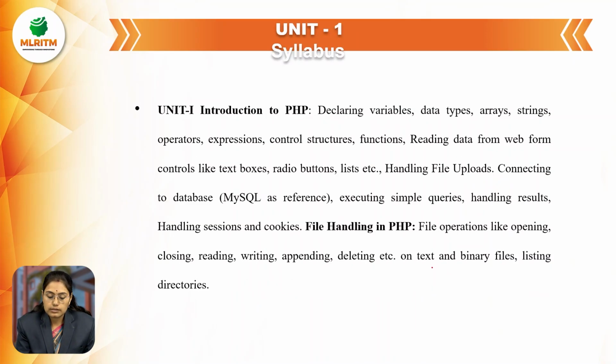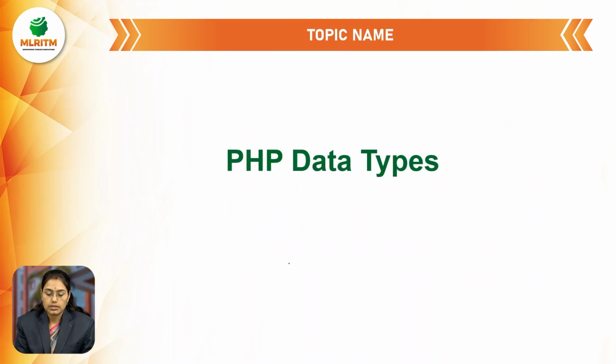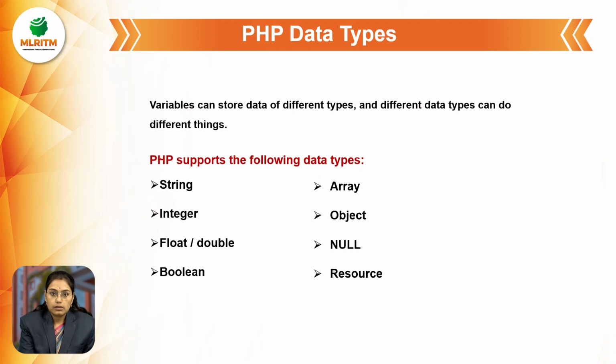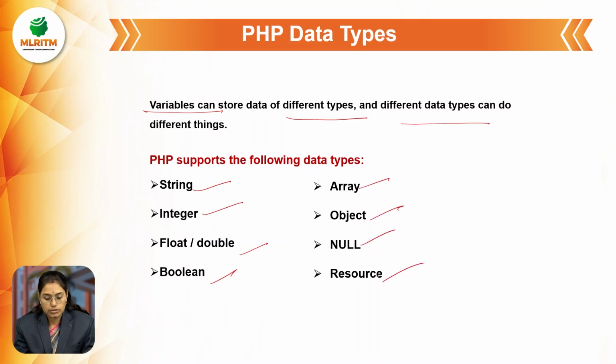Coming to Unit 1, this is the syllabus of Unit 1. We have already discussed the introduction to PHP and declaring variables. Now we are going to discuss data types. So what is a data type? Before we learn about data types, we have to know what a variable is. A variable is where we can store different types of data. Variables can store data of different data types. PHP supports the following data types: string, integer, float, boolean, array, object, null, resource.